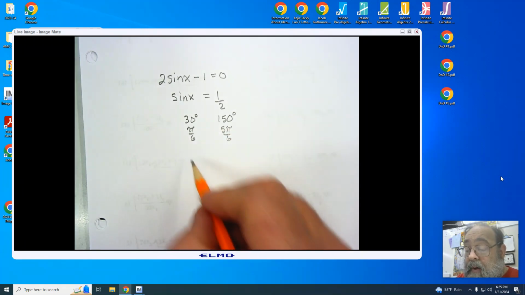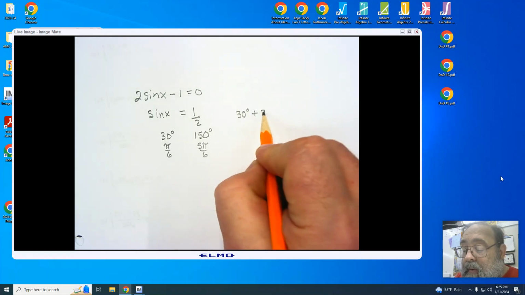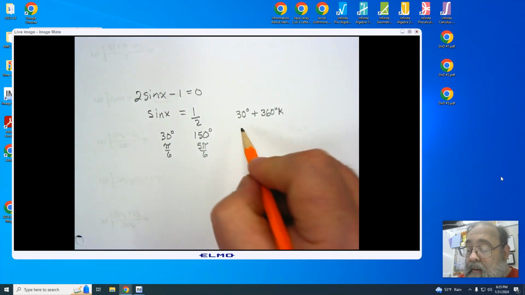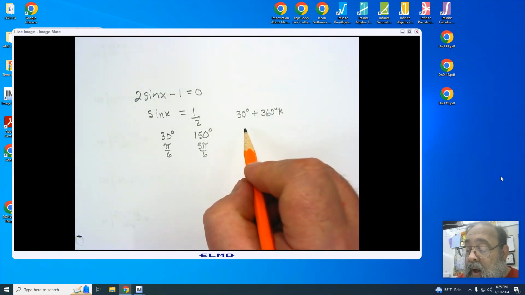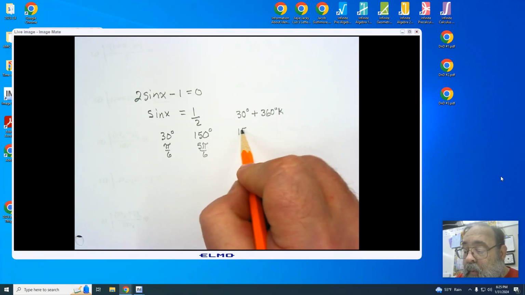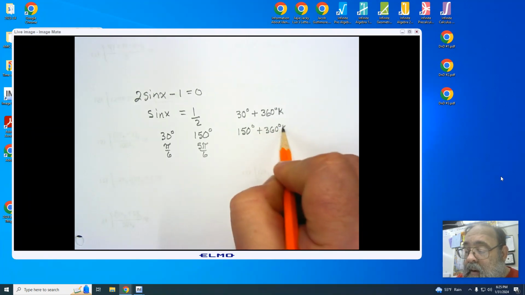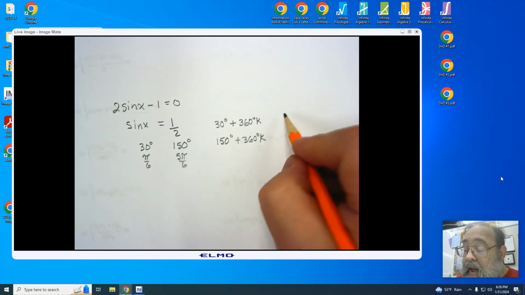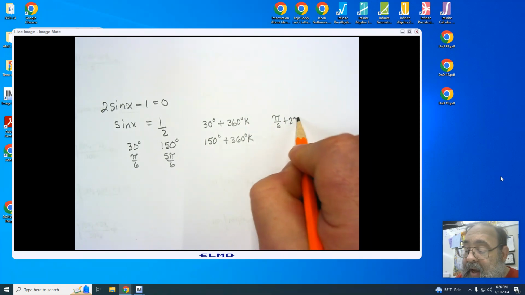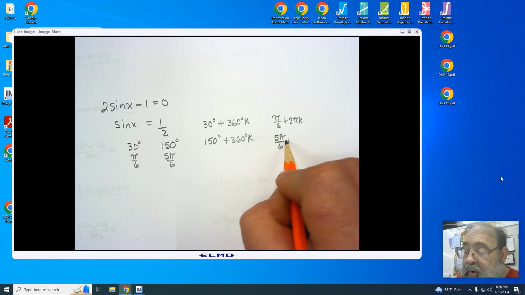Since we want all of our solutions, we're going to be writing it as 30 degrees plus 360 degrees k, where k is an element of the integer set. This gives me all of those equivalent coterminals. We then have 150 degrees plus 360 degrees k, and we have the two solutions. If we were doing it in radians, we would have pi over 6 plus 2 pi k and 5 pi over 6 plus 2 pi k.